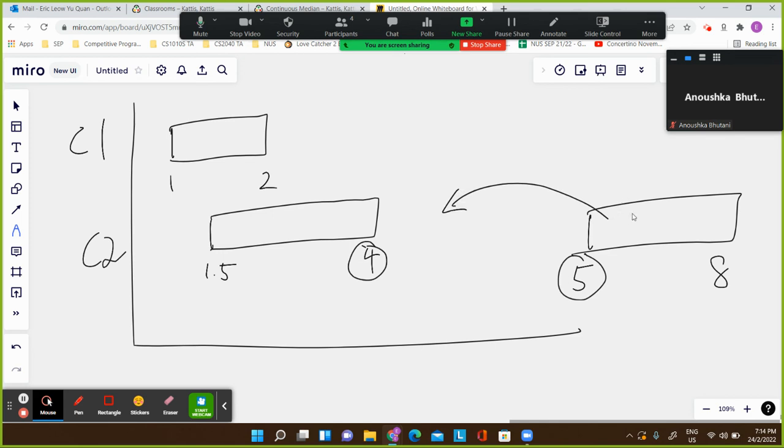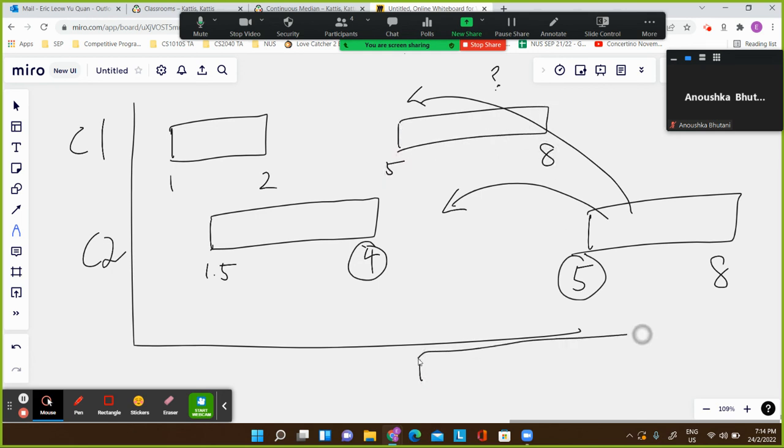Now you might ask, why can't I choose the first classroom? Because if I actually choose the first classroom, then what happens? I will have 5 to 8 here. But now if I give you another interval, 3 to 10, then you notice that 3 to 10 has no classroom to be placed in, and you will get a non-optimal approach. Therefore this is wrong. You should place 5 to 8 here so that you can place 3 to 10 here.